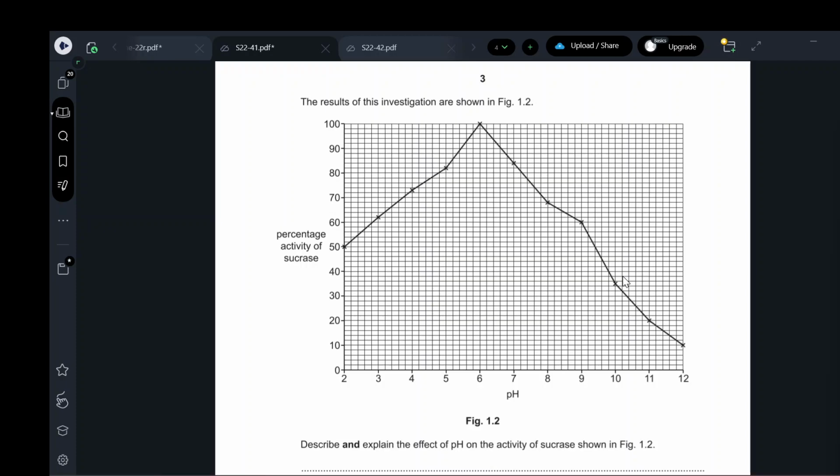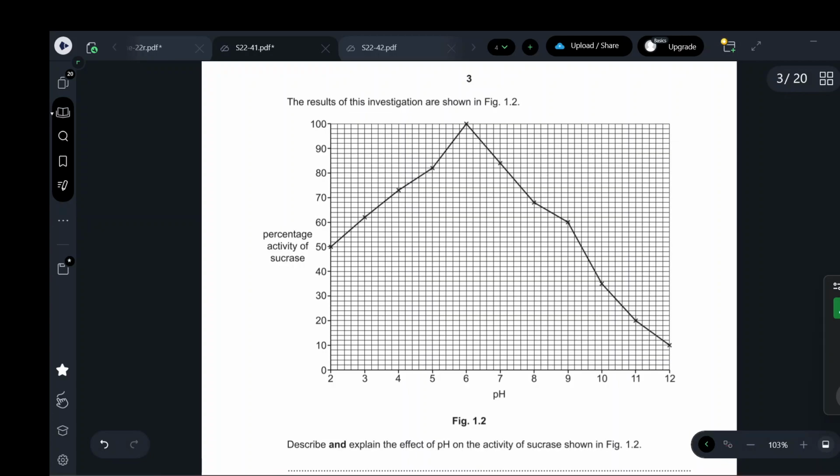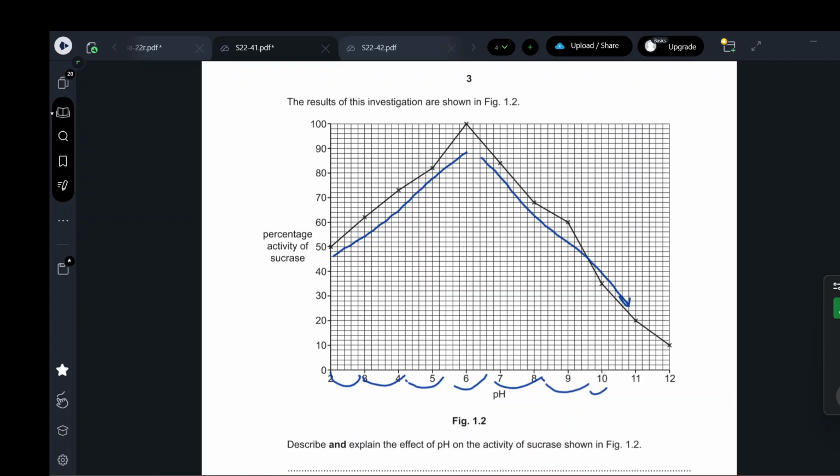What am I going to say? I'm going to describe the data in front of me. What happens as the pH increases? The activity increases then decreases. This is the general trend. The peak activity was at pH 6. This is also a description.